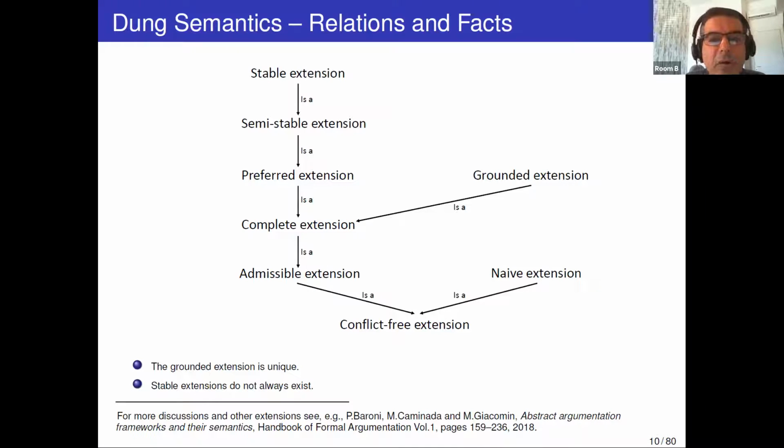So in fact, there are some relations between the different extensions. Stable extensions are, in particular, semi-stable extensions, which are in turn preferred extensions. By their definition, grounded extensions and preferred extensions are complete extensions. And as I said, a complete extension is also admissible, and all of them are in particular conflict-free. In the footnote, you can see a survey paper that describes all these relations and also considers some further semantics of abstract argumentation frameworks.